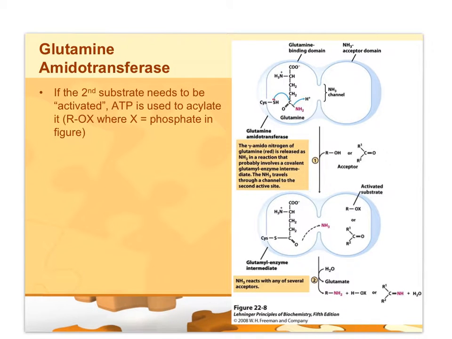Notice it can actually take multiple types of substrates other than glutamine. Glutamine is always going to be one substrate. Then that other side is whatever's going to be taking it. And it can be either some type of ketone, aldehyde, or even an activated alcohol. That's why that button is shown that way.